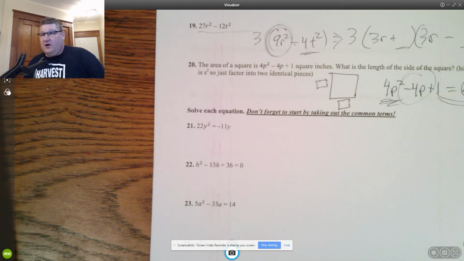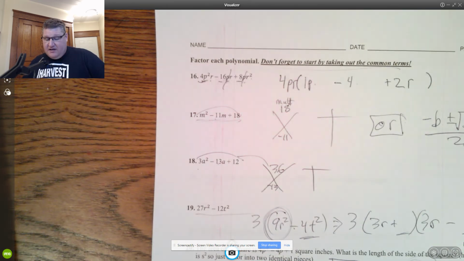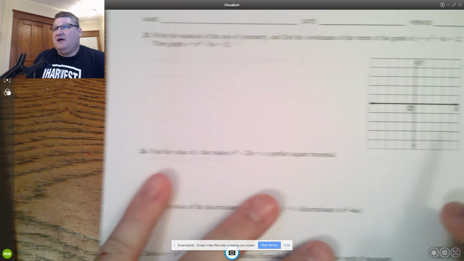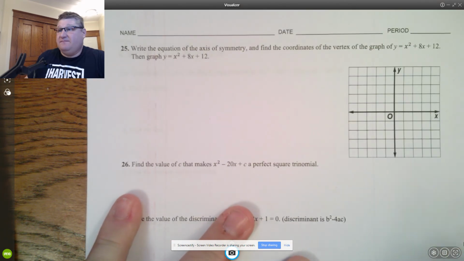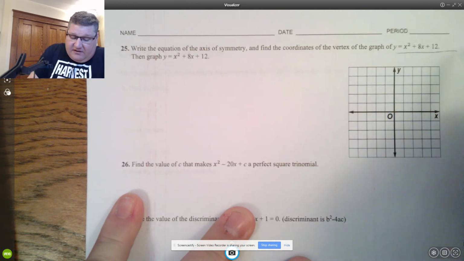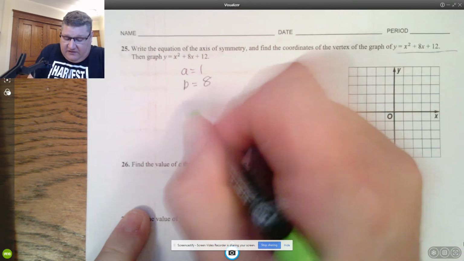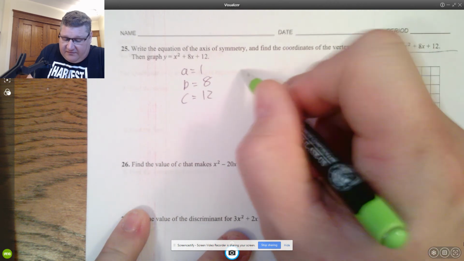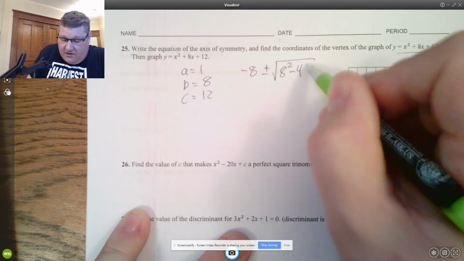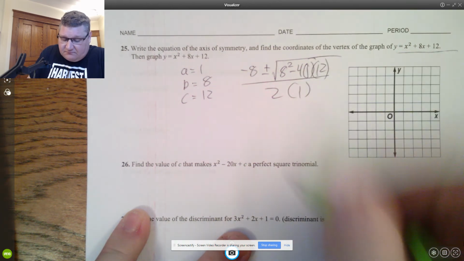Down here, we're again going to do the same thing we did up top. Start by taking out common and then factor. Over here, we have write and find the equation of symmetry. So to find the equation of symmetry, the easiest way to do this is to say a equals 1, b equals 8, c equals 12, and say opposite of 8 plus or minus the square root of 8 squared minus 4 times 1 times 12 all over 2 times 1.